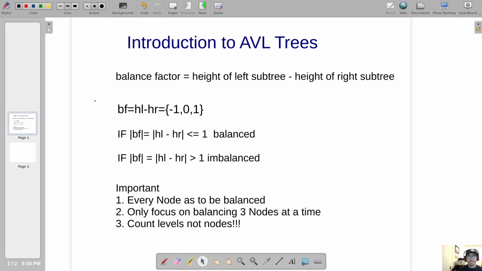Hello everyone, this is an introduction to AVL trees. What are AVL trees? AVL trees are a binary search tree that balances itself using rotations, and we'll get into rotations in the next video.